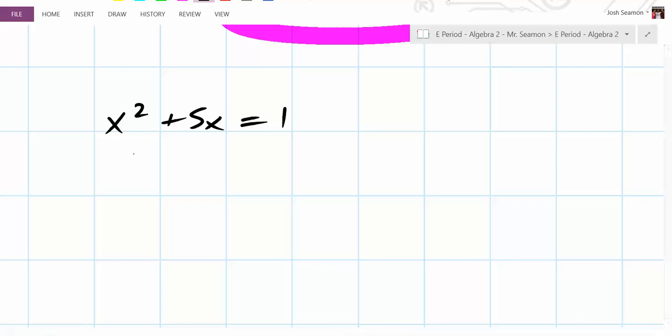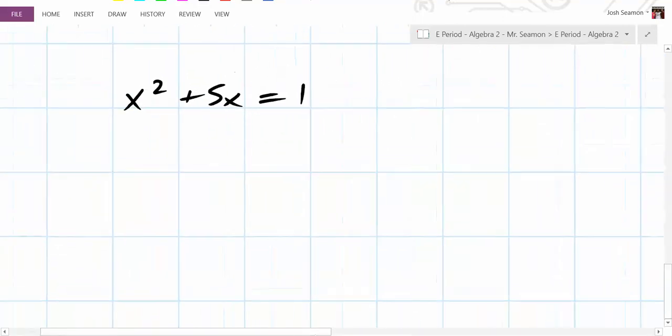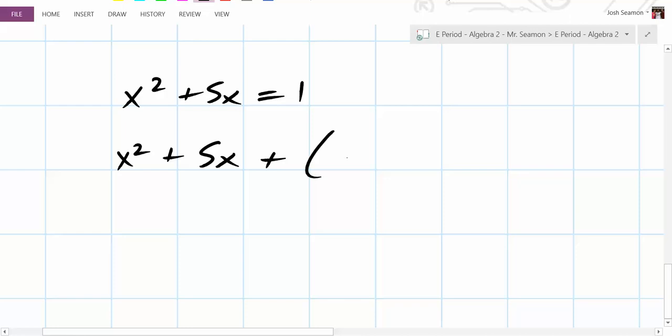I'm saying that because of the general form for a quadratic, you remember this? ax squared plus bx plus c. When I say what's the b value, that's the coefficient of x. So what's the b value? 5. You're going to do this a lot, b over 2 squared. So what are we adding to both sides? Plus 5 over 2 squared equals 1 plus?